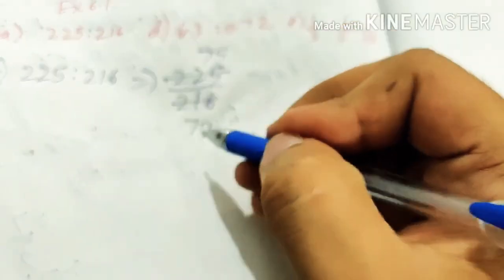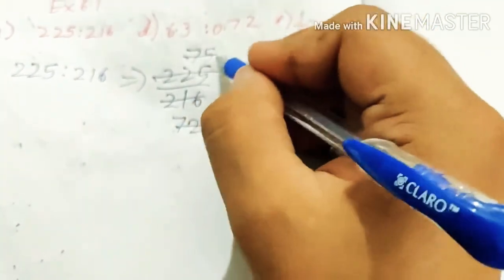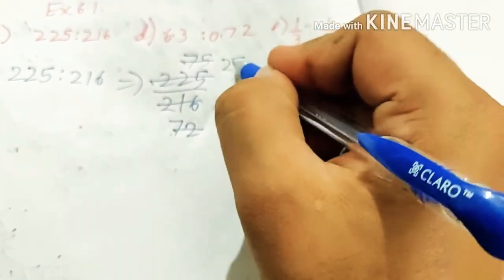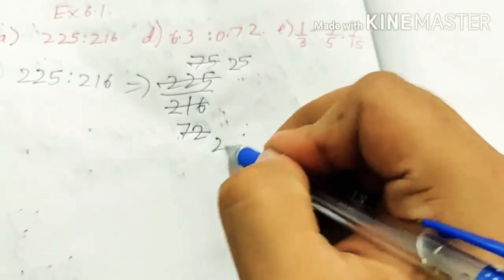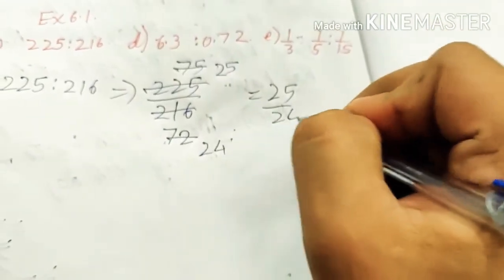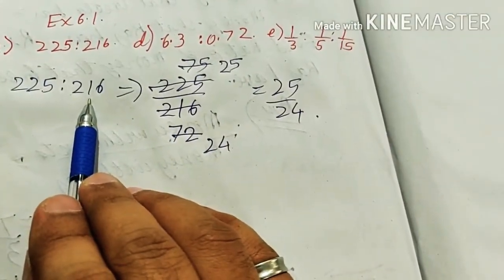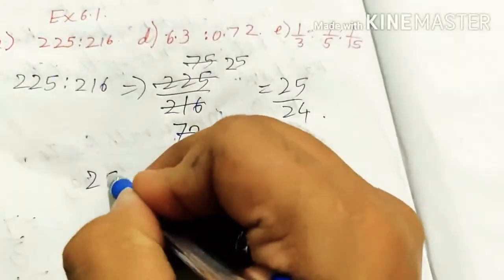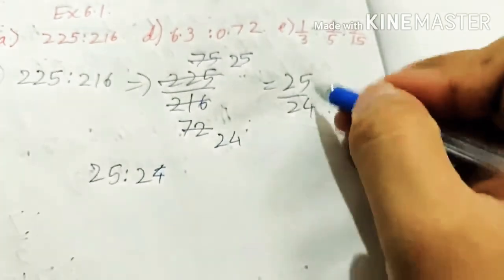Further it can be again divided by 3. It gives 25 and here it gives 24. So it gives out 25 upon 24. So the simplest form of 225 is to 216 is 25 is to 24, as it cannot be further reduced. So this is the simplest form.